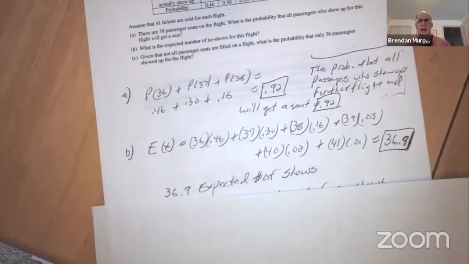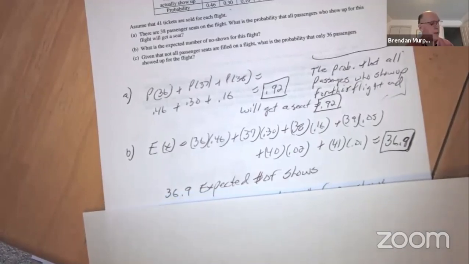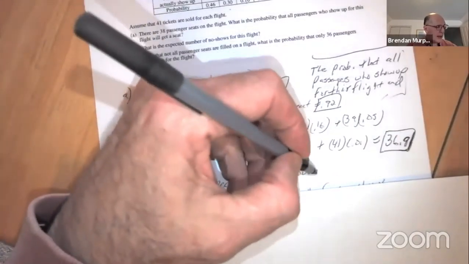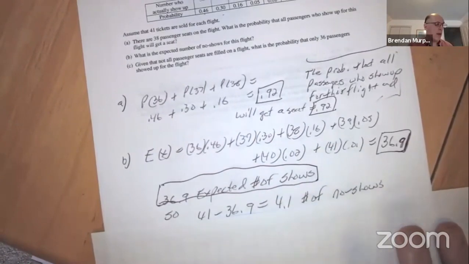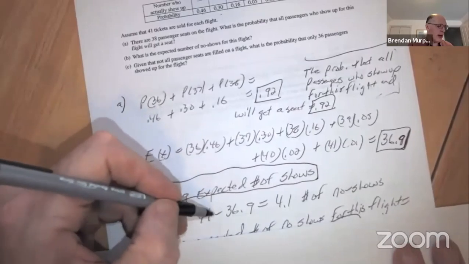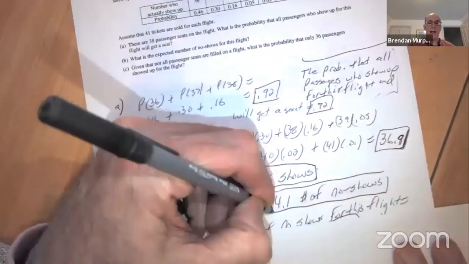That didn't feel good to me. And I said to myself, wait a minute. On a 38 passenger plane, the expected number of no-shows is 36.9? It took me a couple seconds. I calculated the number of people who theoretically will show up. So I didn't actually address what they wanted. So 41 minus 36.9, 4.1 is the expected number of no-shows.